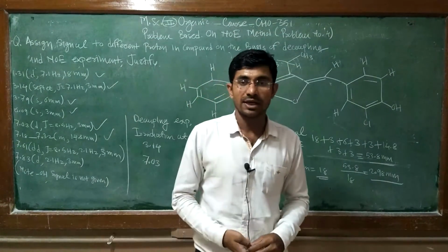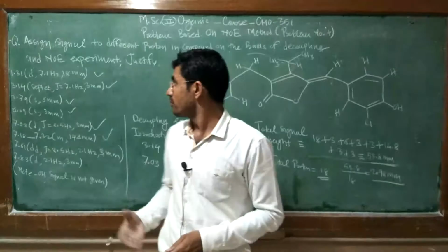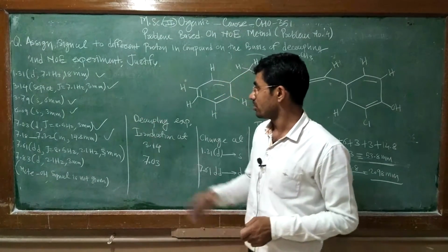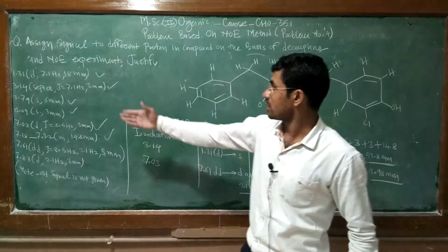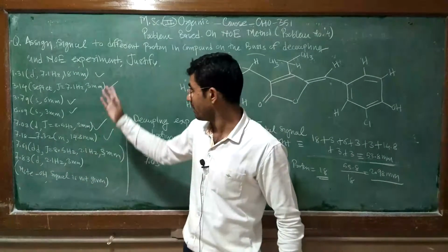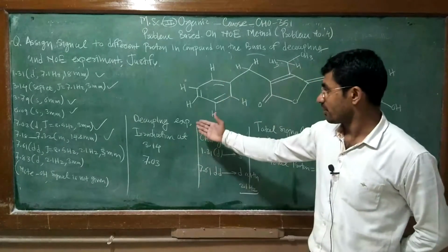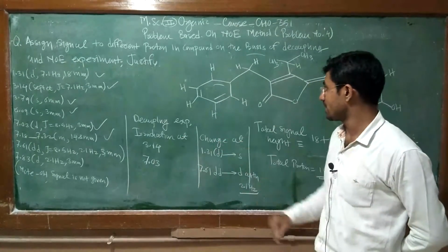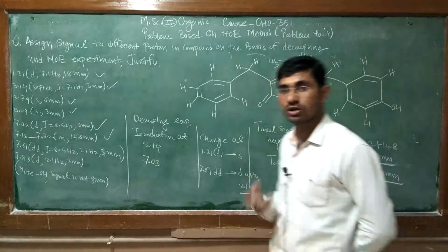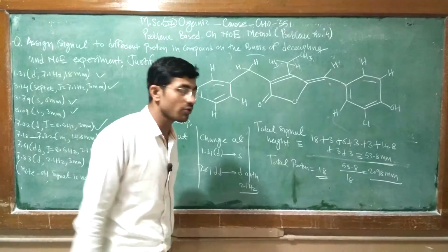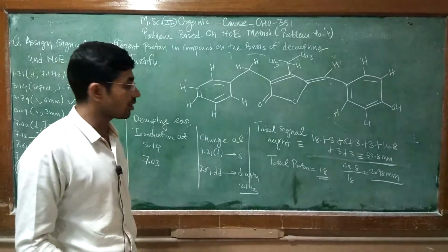So the next problem based on NOE, I read here. The signal height is given in mm, and also the decoupling experiment is given, irradiation and change. And this structure is given. Now in this structure we have to assign these values, and with the help of the NOE experiment we have to confirm whether our assignment is correct or not.